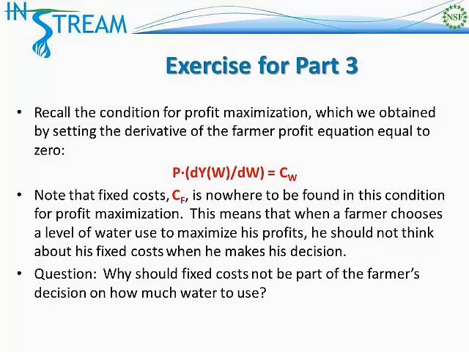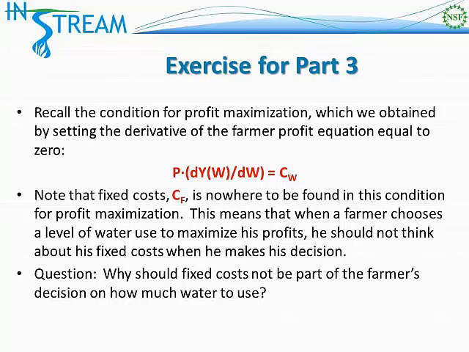The exercise for this part of the module is the following. So recall the condition for profit maximization, which we obtained by setting the derivative of the farmer profit equation equal to 0. This was the last line that we came up with after taking the derivative of the farmer profit equation and setting it equal to 0. Note that fixed costs, C sub f, is nowhere to be found in this condition for profit maximization. C sub f was part of our farmer profit function, our farmer profit equation, but it's no longer here in the condition for profit maximization.